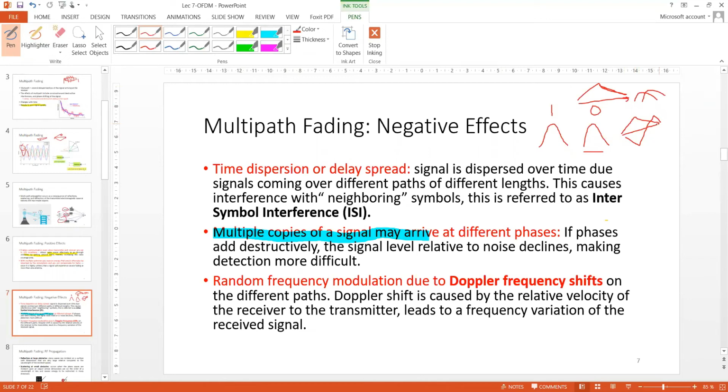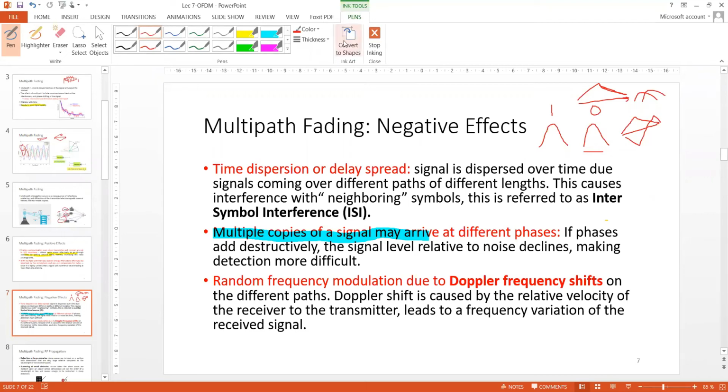Okay, so if they are in phase, it is beneficial. However, if they are out of phase, it can create something that is commonly referred to as destructive interference. And because of this destructive interference, you get a relatively lower signal to noise ratio. In other words, the strength or the power of your signal is reduced in comparison with the noise that is being introduced in the channel, or at the receiving end.